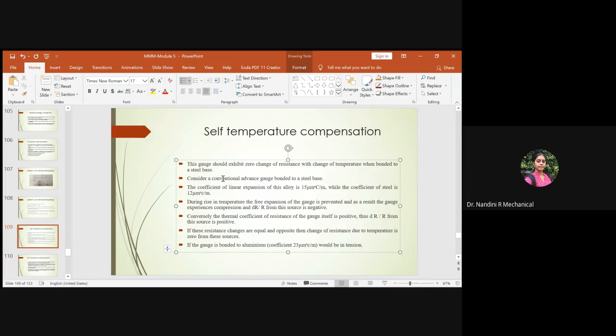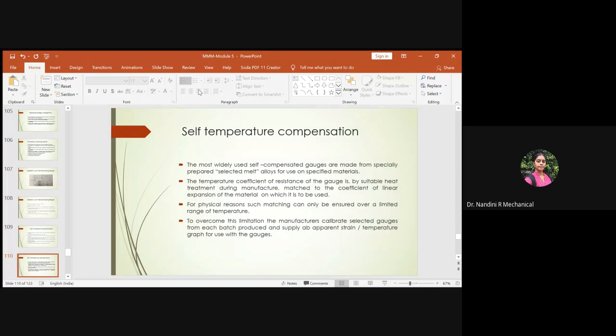And for this type of gauges, okay, the bonding element: if the gauge is bonded to aluminium, you would be getting a tensional force. So it depends upon which bonding material you are using. Previously, the bonding material used was steel base. If you do the bonding by using an aluminium base, then the coefficient of linear expansion will be 23 micrometer per degree centimeter. So this would be a tensional force. So it depends upon the bonding material that you use. So this was the concept of how the self temperature compensation could be applied.